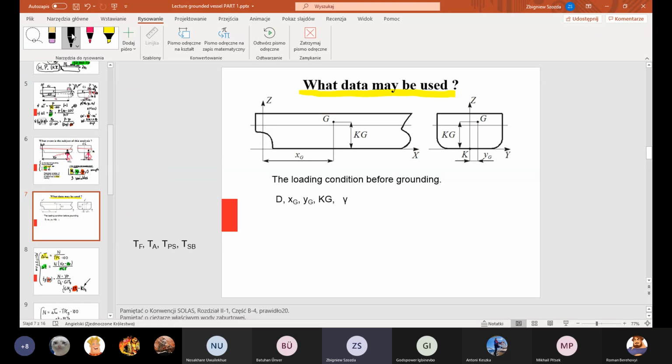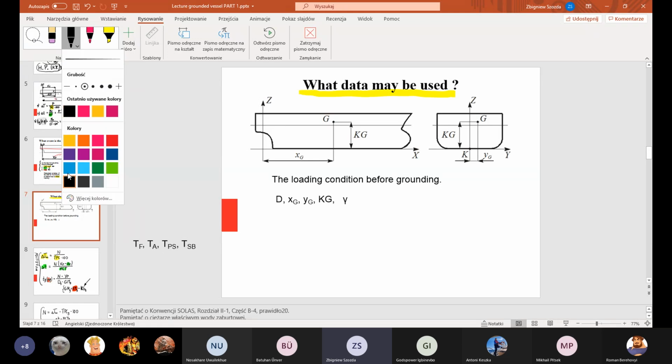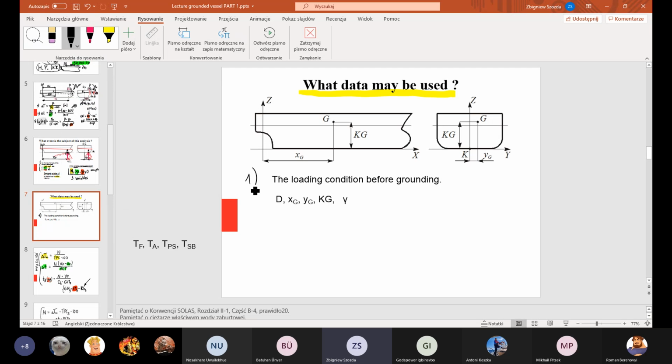And the first package of data is the loading condition before grounding. This is the first package of data we can use. So the information: what is the weight of the ship, and what is the position of the center of gravity, G, X, Y, and Z in terms of KG, and gamma here stands for the specific weight of sea water. Okay, the first source of data, the loading condition.